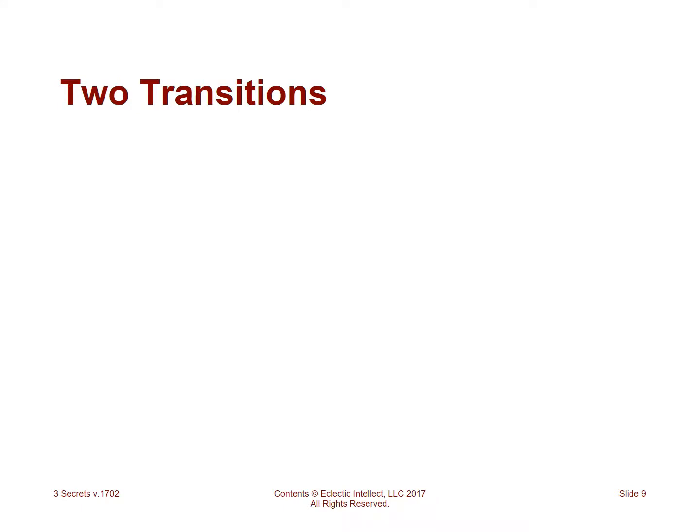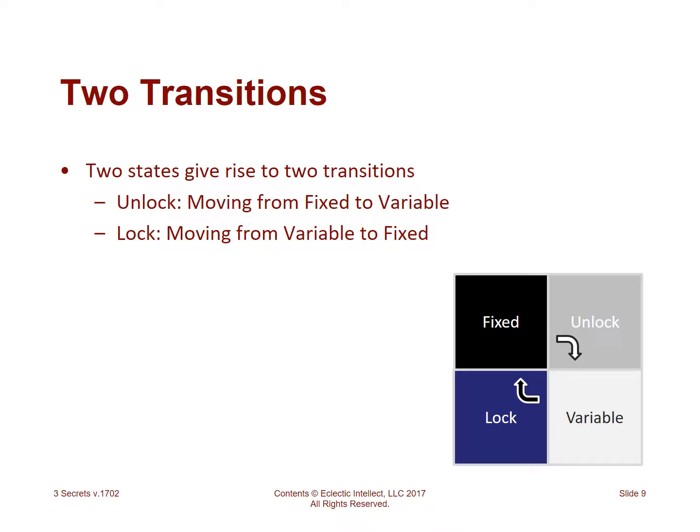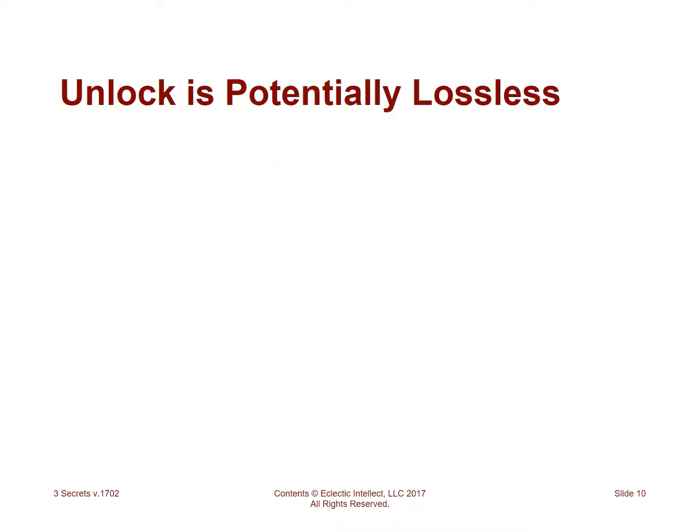So there are two transitions that we've talked about. The little graphic on the side here brings back the fixed and the variable in the black and white context, but it now shows the unlock in the upper right and the lock in the lower left. We go from a fixed state to a variable state through the path or through the action of unlock that's in the upper right. The reverse works the other way. So two states give rise to two transitions, a lock and an unlock. These are mutually exclusive. You're not obviously doing them both at the same time.